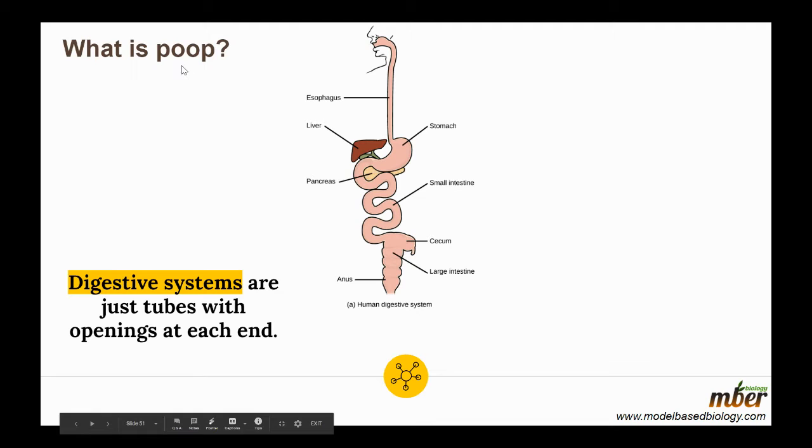Okay, so what is poop? This is a human digestive system. This is not to scale, the scaling on this is all messed up. What happens is we chew our food. That is called mechanical digestion, so we physically break it down by chewing it. We swallow, it goes down the esophagus into our stomach. There we have all these chemicals, and your stomach physically churns it, and that helps chemically break it down into smaller molecules.